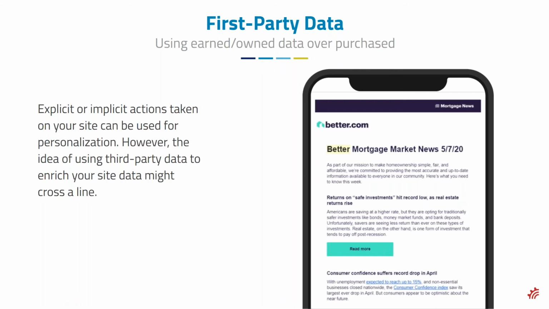So it's something just to be super careful about. I always tend to stray away from it. But again, a good example is better.com. I don't know how much of my information they now have, but I at least know they have my email address, and now I'm signed up for their newsletter for the foreseeable future until I unsubscribe.